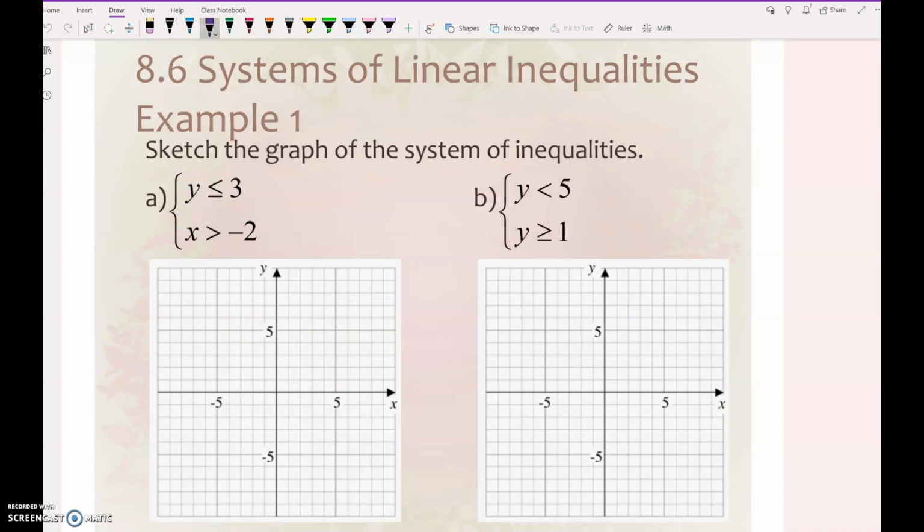So in example A, this one only has y. So this is y less than or equal to 3, a horizontal line at 3. We need to think about if this should be a solid line or a dashed line. What do you think? Solid. This symbol gives us a solid line.